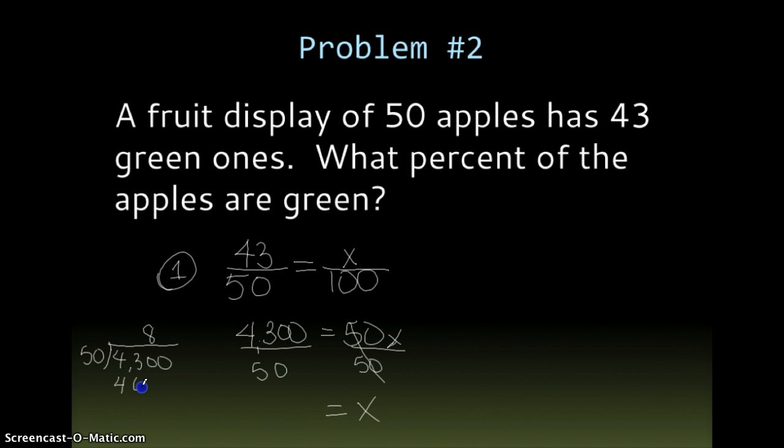50 times 8 is 400. We subtract, we get 30. We bring down our next 0. And 50 goes into 300, I believe, 6 times. So 50 times 6 is 300. We get 0 remainder, and so our unknown is 86.